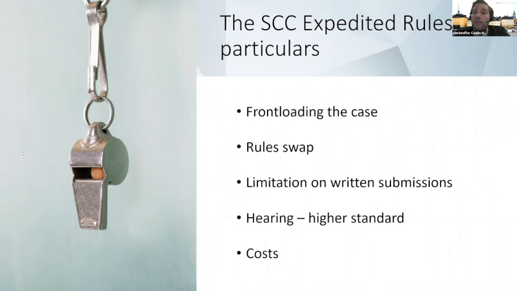And also, a final note here is that the costs, as I mentioned before, of expedited proceedings are usually on the lower end as compared to arbitrations under the arbitration rules.